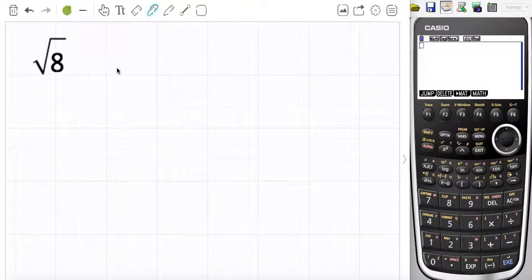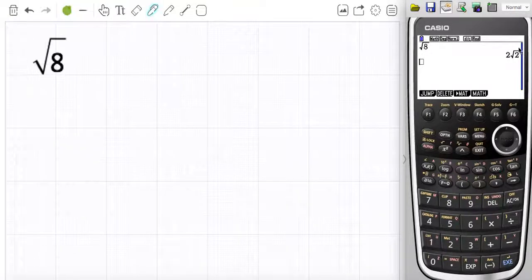Okay, I'm going to do an introduction to surds, exactly what a surd is. Now, here we've got the square root of 8, and if I put it into my graphic calculator, it will actually give me the answer, which is 2 root 2. If I change it to a fraction, it gives me this answer.